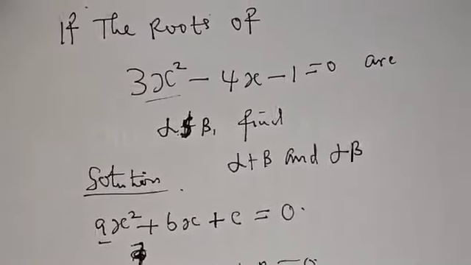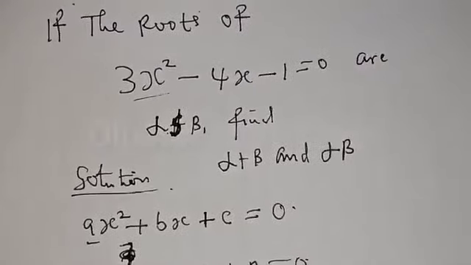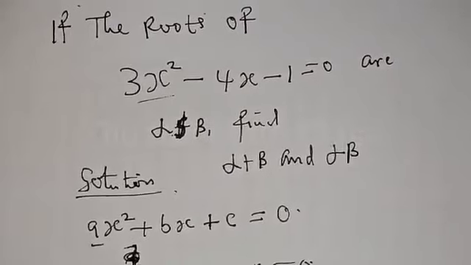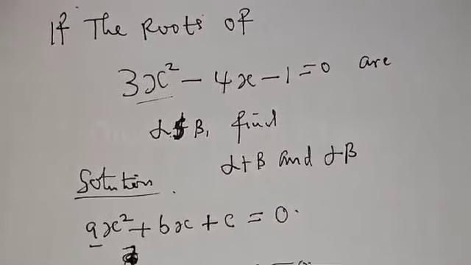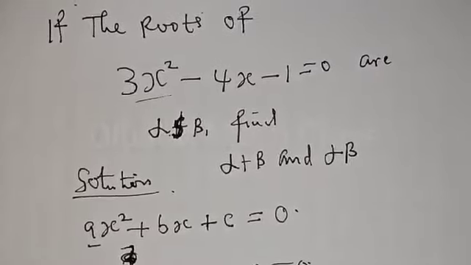In this class, we want to look at how to find the value of alpha plus beta, which is the sum of the roots, and alpha beta, which is the product of the roots, from this quadratic equation 3s squared minus 4s minus 1 is equal to 0.